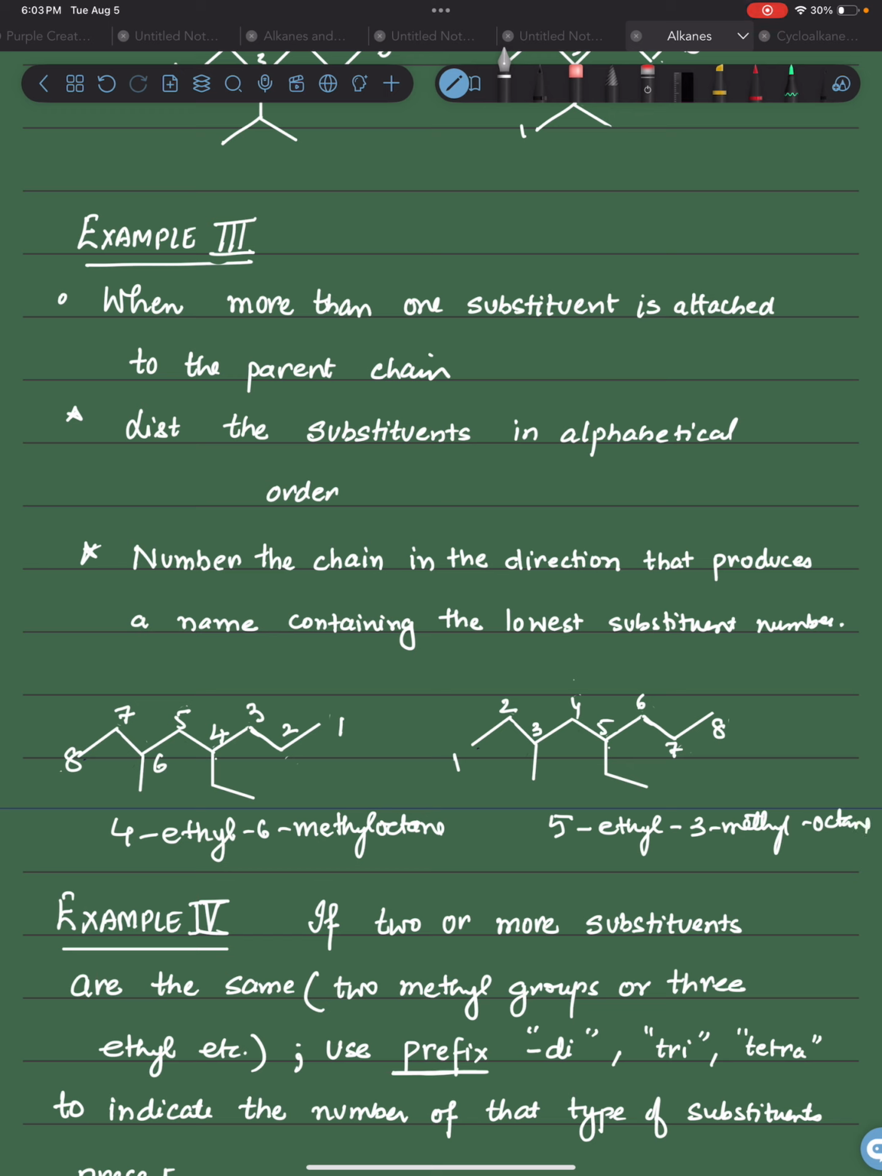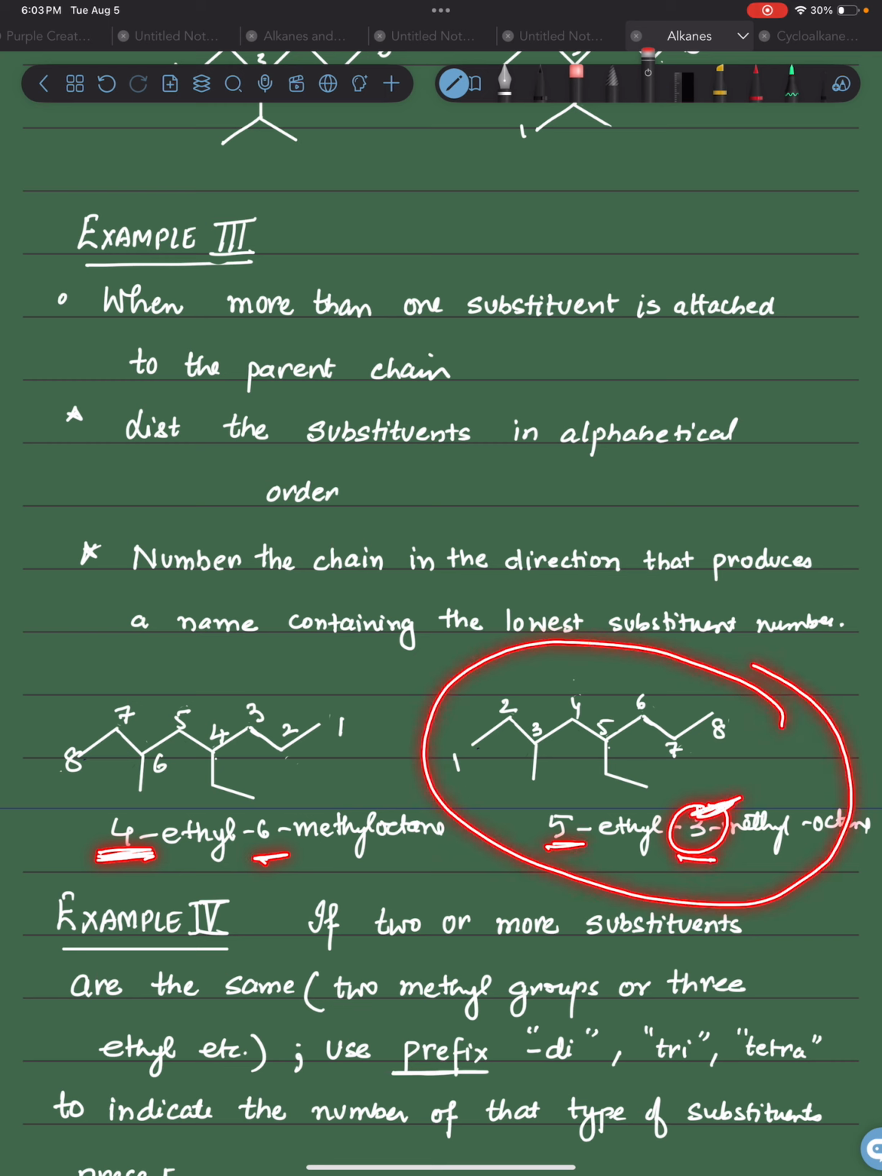Which one should I go for? I should go for the one which gives us the lowest number for the substituent. You see here 4 and 6, here 5 and 3. So the lowest one is the third one. So we will choose this one as per the rules. Remember that these are the rules which have been designed so that there would be a uniformity when we are naming them. Anywhere we name them, the compound remains the same.